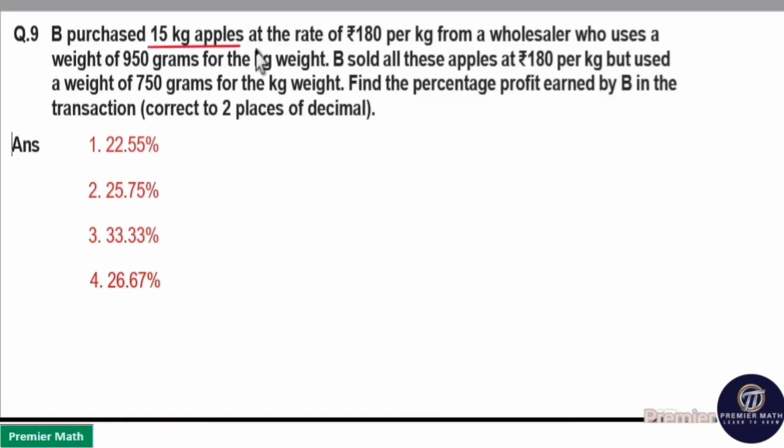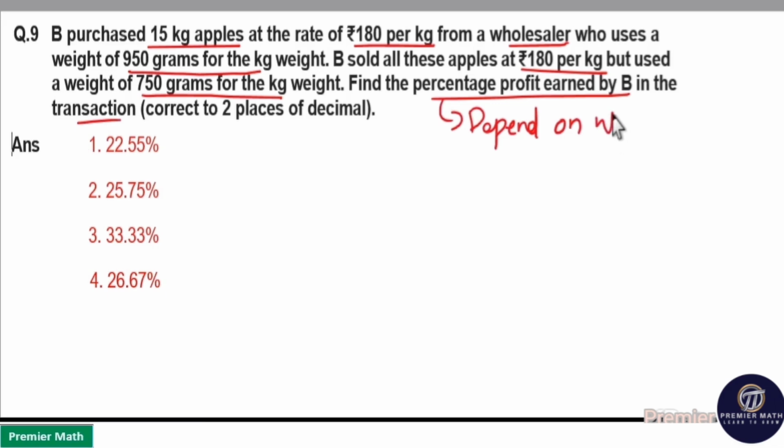We purchased 15 kilogram apples at the rate of 180 per kilogram from a wholesaler who uses a weight of 950 gram for the kilogram weight. We sold all these apples at 180 per kilogram but used a weight of 750 gram for the kilogram weight. Find the percentage of profit earned by B in the transaction. Here percentage of profit directly depends on the weight of the fruit. He bought apples at 180 per kilogram and he sold it at 180 per kilogram. So we can ignore the price here.